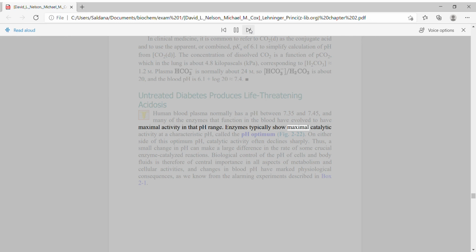Enzymes typically show maximal catalytic activity at a characteristic pH, called the pH optimum, Fig. 2-22. On either side of this optimum pH, catalytic activity often declines sharply. Thus, a small change in pH can make a large difference in the rate of some crucial enzyme-catalyzed reactions. Biological control of the pH of cells and body fluids is therefore of central importance in all aspects of metabolism and cellular activities, and changes in blood pH have marked physiological consequences, as we know from the alarming experiments described in Box 2-1.